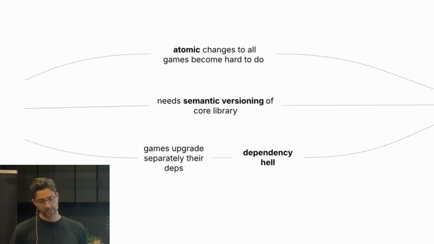This works, but it comes with a lot of trade-offs. It comes with the fact that you cannot atomically change all the games in one single go, because you need to upgrade every single repository separately. And you need to publish semantic versioning of your library, and that's not an easy thing to do, because you need to realize what exactly your new upgrade is. Is it a patch, a major or minor version? And ultimately, you also have dependency hell, let's say, because you need to now deal with repositories that have different versions of React, each of them, for example.